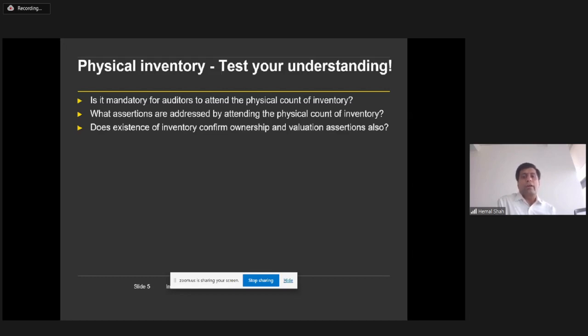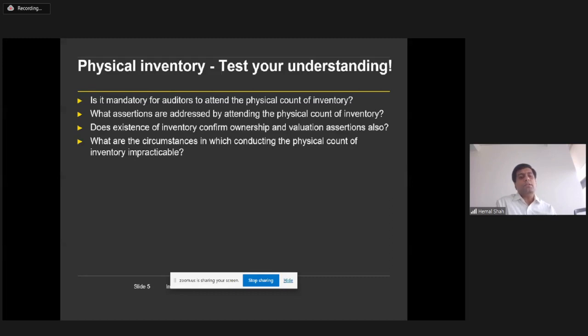Does it also confirm the valuation assertion? Again, it definitely helps in the valuation assertion, because if there is damaged inventory or expired inventory, the auditor definitely gets comfort by checking those, and the auditor will insist on making a provision. But otherwise, for valuation, the auditor will have to perform a different procedure to get comfort.